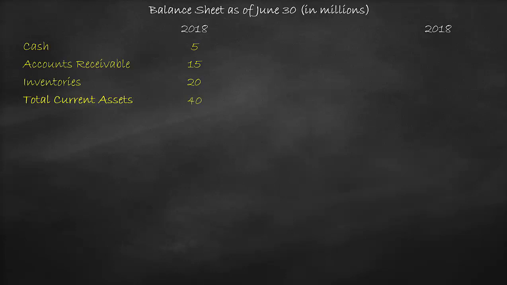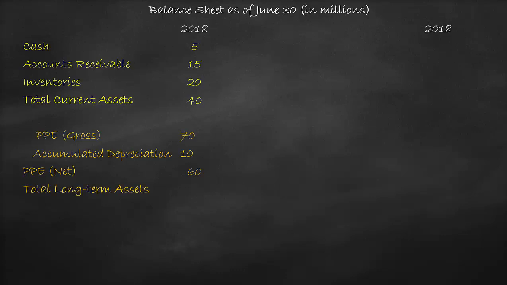Then, we calculate non-current assets, or long-term assets items. We have the plant, property and equipment, or PPE gross, of $70 million, the accumulated depreciation of $10 million, and so the value of PPE net is 70 million minus 10 million, as we have to deduct the depreciation, which comes to 60 million. Therefore, total long-term assets or non-current assets is $60 million.